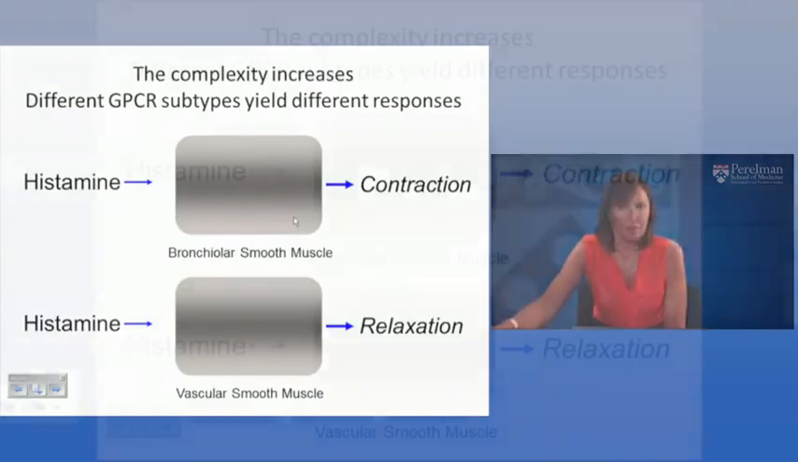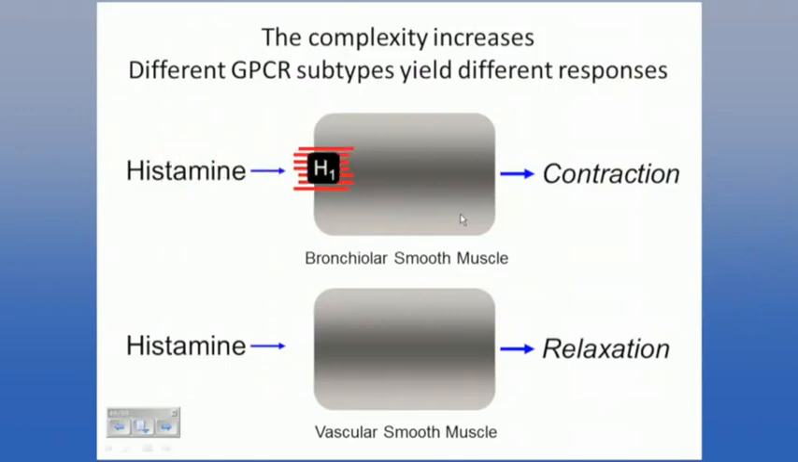So let's return to histamine for a second. And I have already shown you the top example of histamine binding to the H1 receptor on bronchiolar smooth muscle, bringing about contraction. And I could imagine that many of you listening today could fill in all the missing elements on this slide as we go along. The lower part of this slide shows an example of the H2 receptor subtype. And H2 receptor subtypes, or histamine 2 receptor subtypes, can be found on vascular smooth muscle cells, whereas histamine H1 receptor subtypes are found on bronchiolar smooth muscle cells.